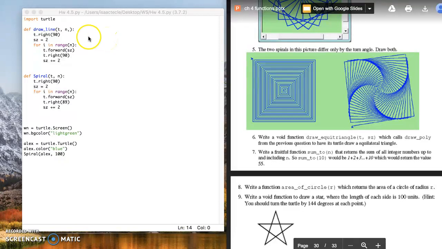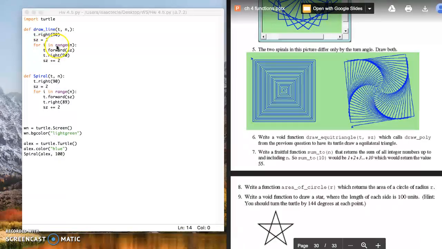So the first thing I did was import turtle, then I did the def draw_line(t, n) for number of sides drawn. Then the first thing I do is make a right 90 degrees, then have its size equal 2.